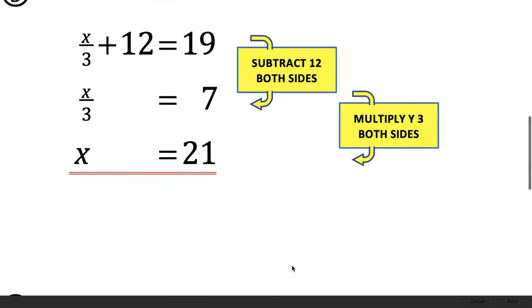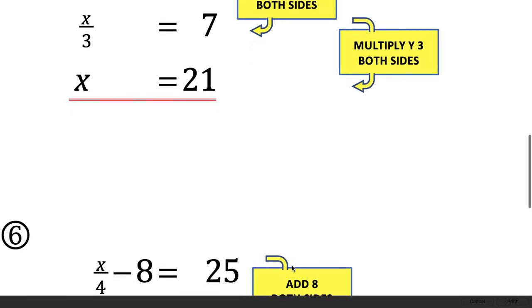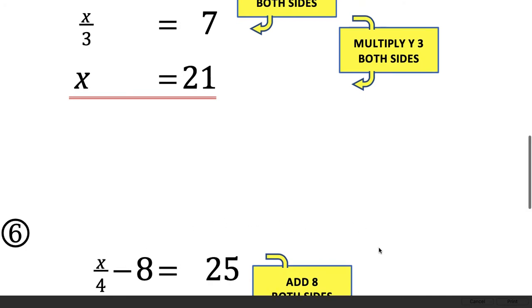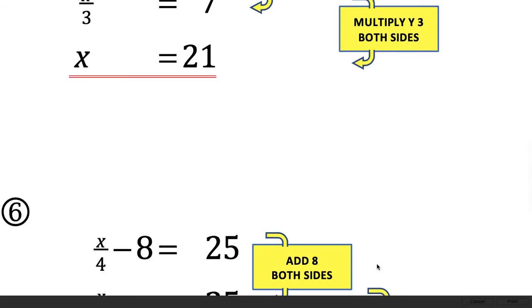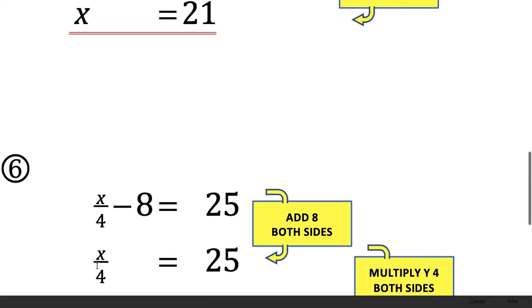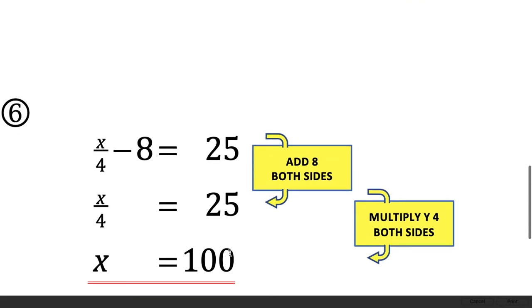Question 6. x over 4 minus 8 equals 25. So I'd quite like to get the x over 4 bit on its own. So I'm going to add 8 to get rid of the minus 8. I've got to do that both sides because it's like a balance. So I get x over 4 equals, my goodness, that's a mistake, isn't it? That should say 33. I've forgotten to add the 8 to the other side. So that should say x over 4 equals 33, not 25.